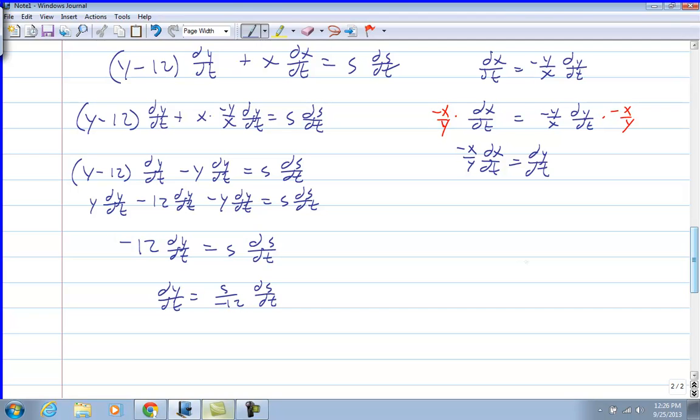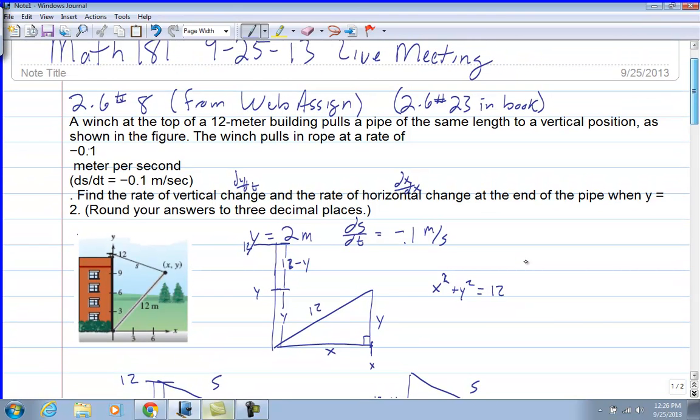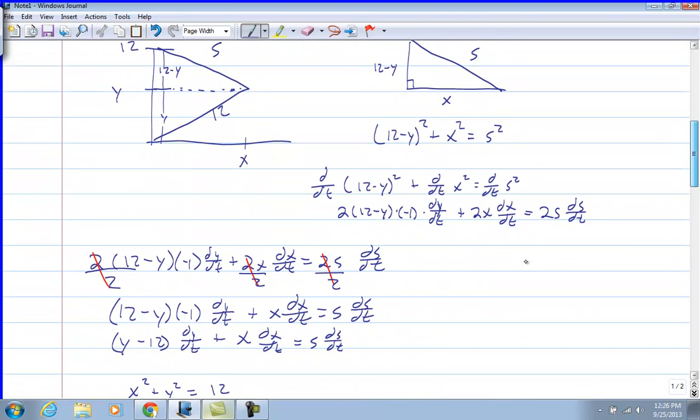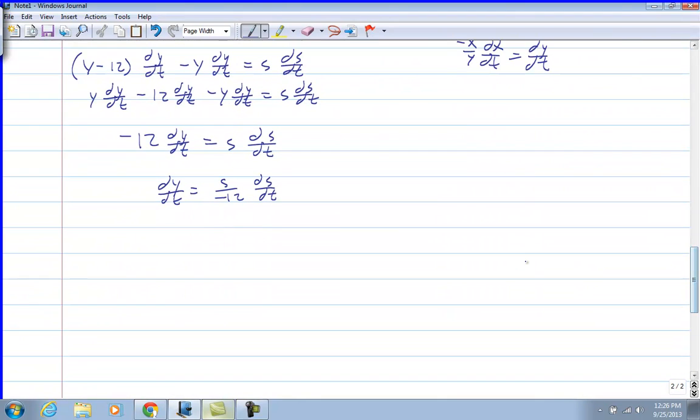Okay, now what information do we have? Do we have anything about s that'll help us here? It says to find the rate of the vertical change and the horizontal change at the end of the pipe when y equals 2. So this is going to be a couple steps. We know this is 12, we know this is x, and we know this is y, and y is 2. So we'd have x squared plus 2 squared is 12 squared, or x squared plus 4 is 144. So x squared is 140, so x would be the square root of 140.